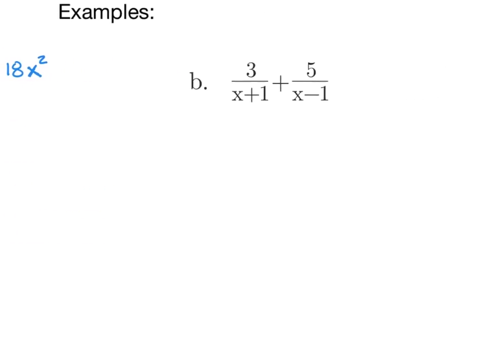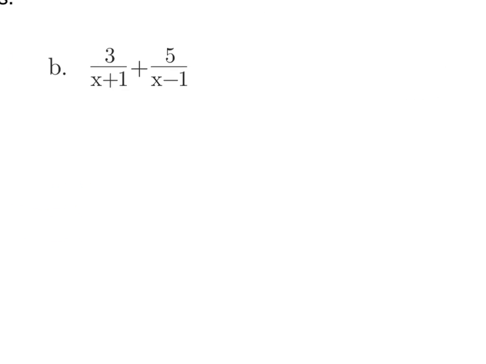All right, let's try another one. Let's look at B. B, we have 3 over x plus 1 plus 5 over x minus 1. So for our LCD, remember that we want to think of these as being factors. X plus 1 is one whole thing, x minus 1 is one whole thing.